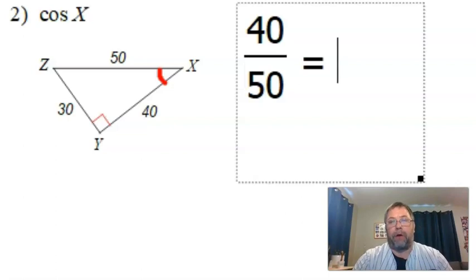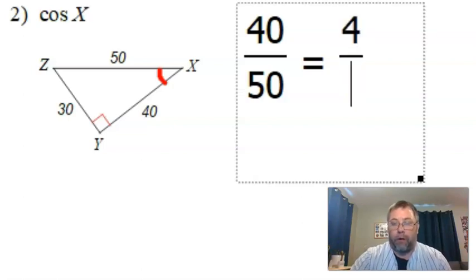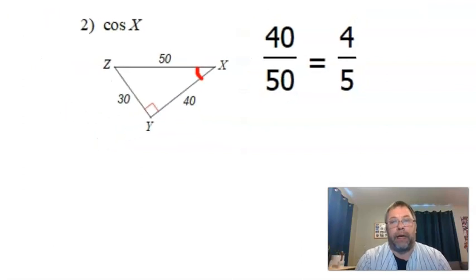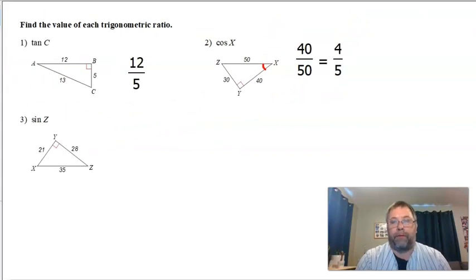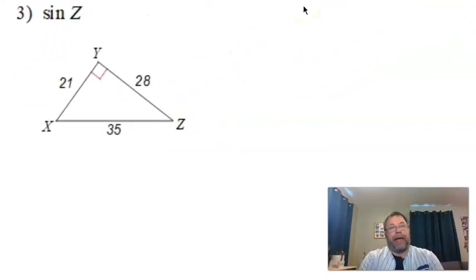And right now I have the cosine of x is equal to 40 over 50. But on these kinds of problems, you should really reduce the fraction. And I'm going to say it's 4 over 5. The cosine of x is 4 over 5. Let's move on to number 3, the sine of z.